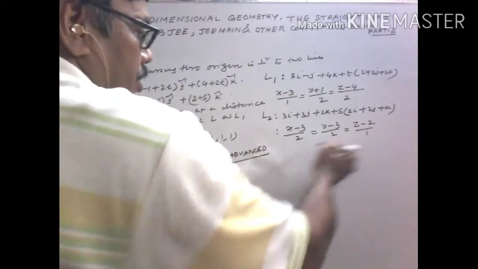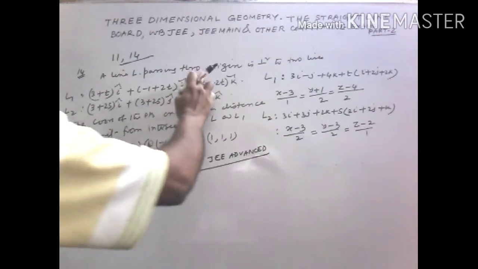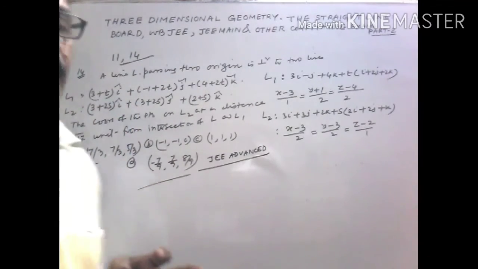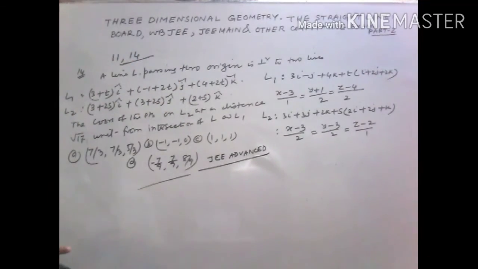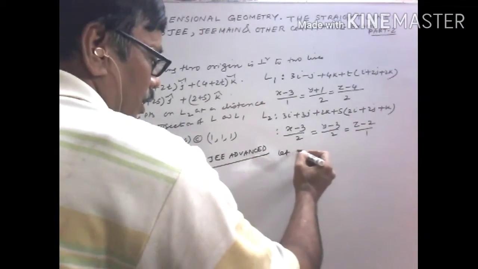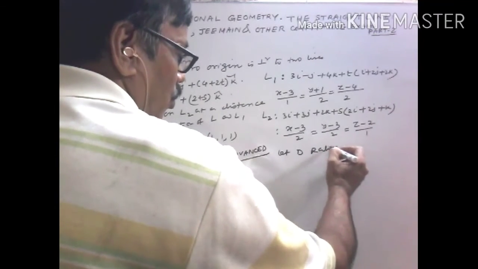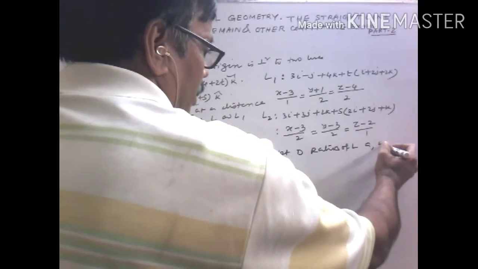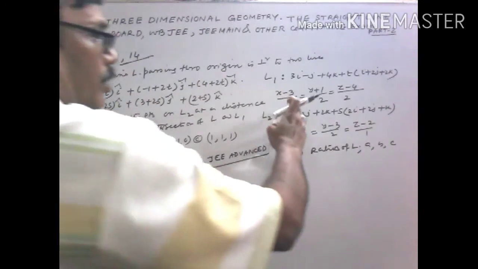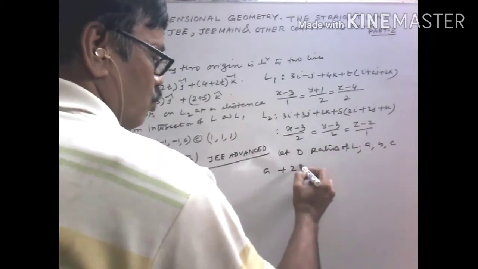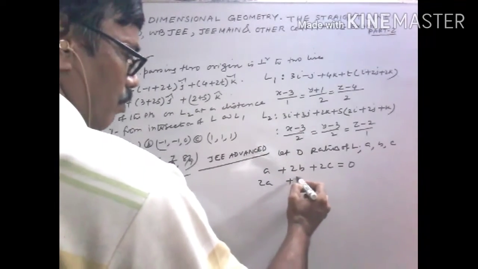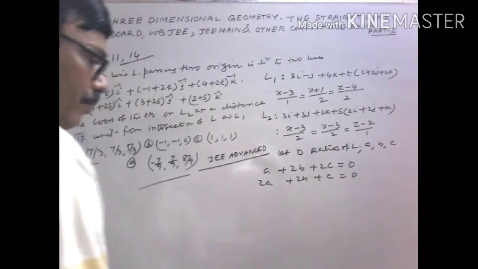So L1 and L2, they are in standard form. Now a line passing through origin, perpendicular to both L1 and L2. So equation of line, let the direction ratios of L be A, B, C. It is perpendicular to the first line, so A plus 2B plus 2C equals 0. It is perpendicular to L2, so 2A plus 2B plus C equals 0.